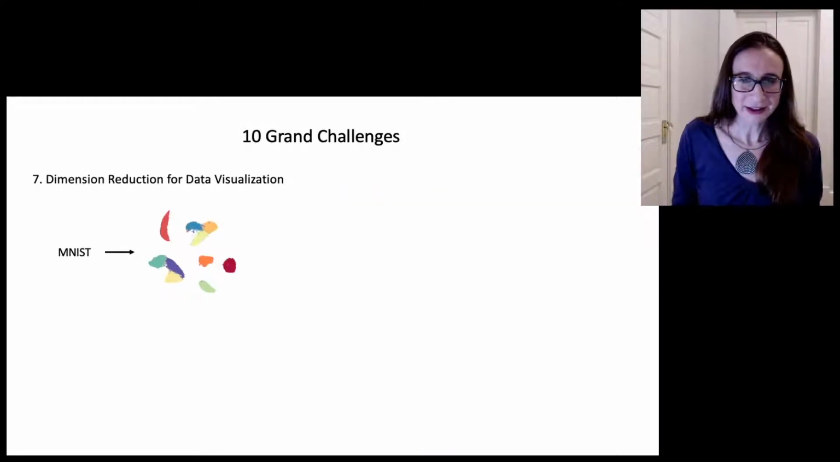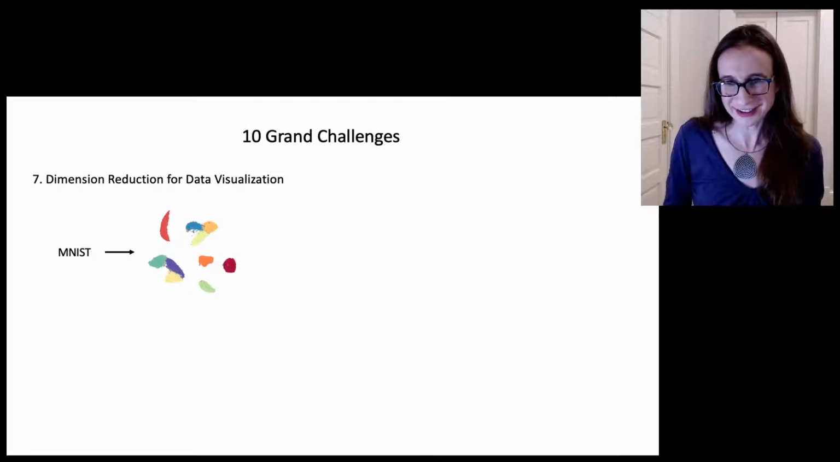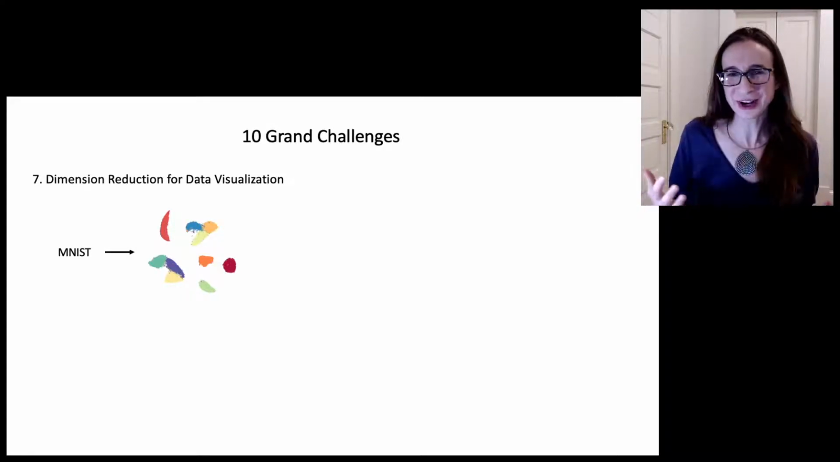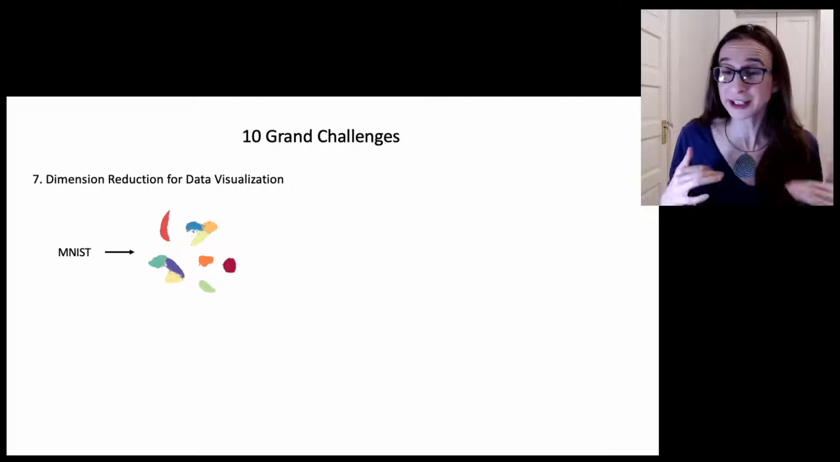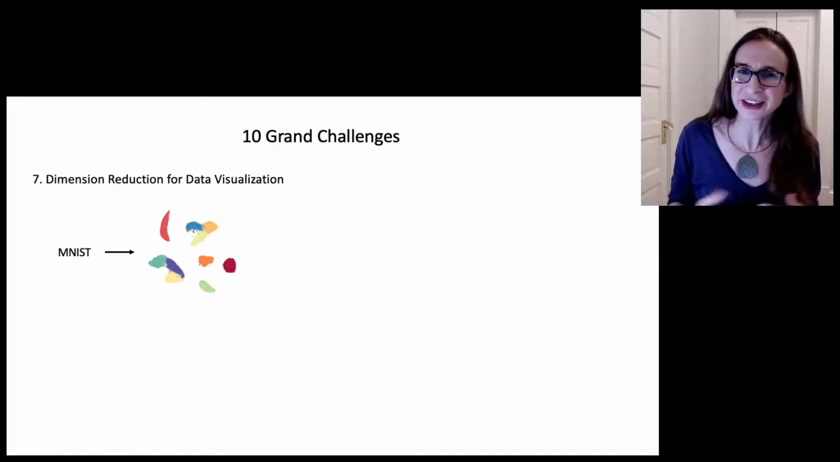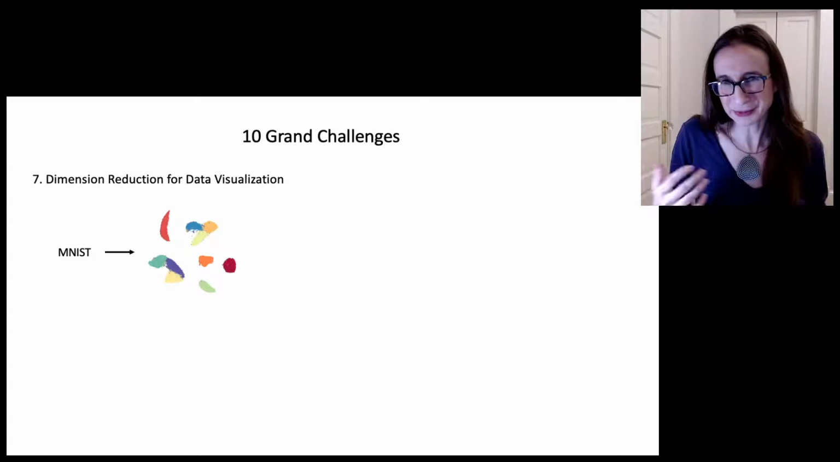The seventh one is dimension reduction for data visualization. Dimension reduction has long been used to take high dimensional data and project it down to low dimensions to try to keep its structure, so that you can understand what's in the data and it helps you build models that are hopefully interpretable and make sense.